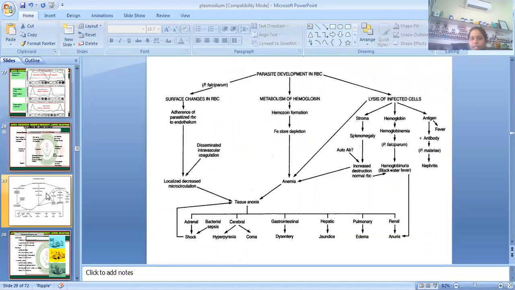See, this slide is very important. Just try to understand this slide. The parasite is developing in the RBC. We are talking about the erythrocytic cycle of the Plasmodium.